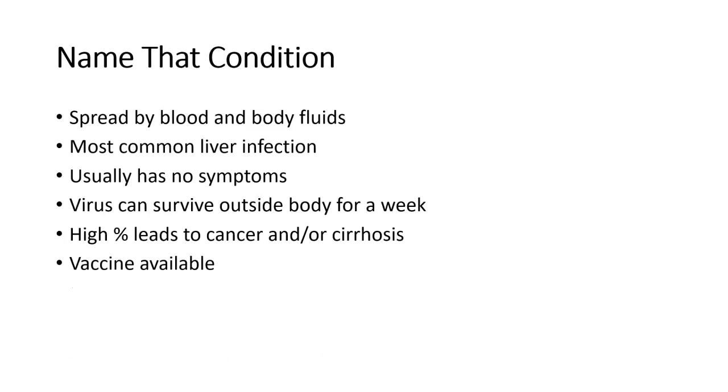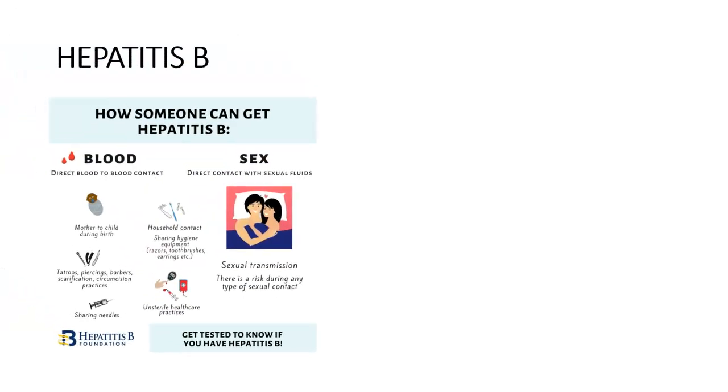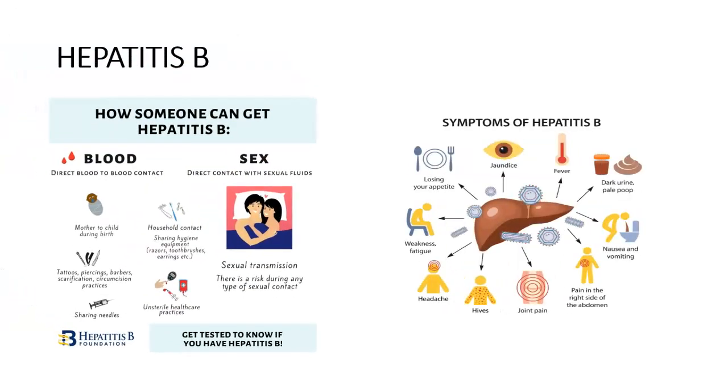Name that condition. Spread by blood and body fluids. Most common liver infection. Usually has no symptoms. Virus can survive outside the body for a week. High percentage leads to cancer and or cirrhosis. A vaccine is available. And that is correct. And you can see how someone could get hepatitis B, and you see the symptoms of hepatitis B.